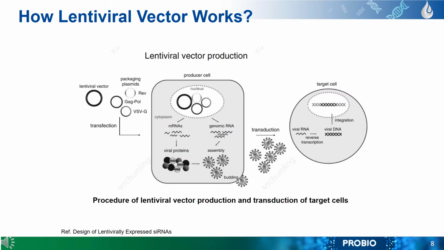Here you can see the procedure of lentiviral vector production and transduction of target cells. Firstly, HEK293T producer cells are co-transfected with the lentiviral vector plasmid and 3 packaging plasmids, and then lentiviral vector particles will be assembled and secreted in the supernatant. The vector particles can be used for transduction of target cells, which results in viral DNA integration into the host cell genome.